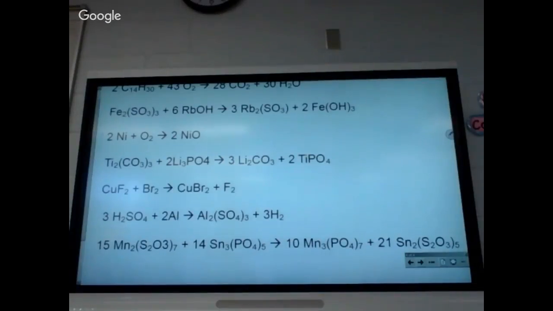All right, so which ones do we need to do? Wait. Can we do number 11? Okay, which one is 11? The second one to the bottom. The H2SO4?